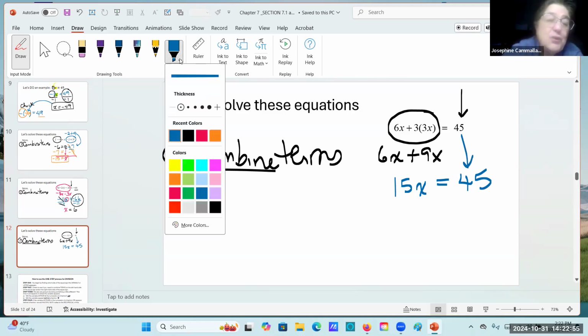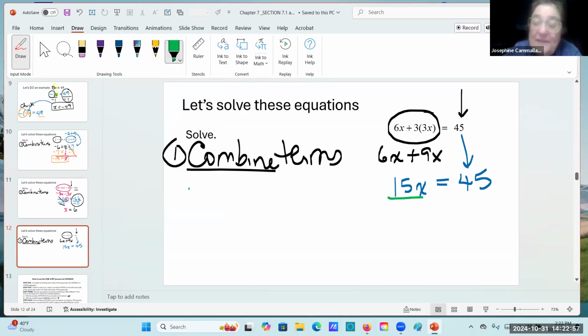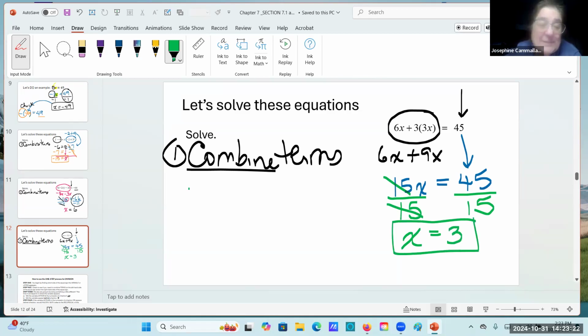Because now, to finish the problem, 15 is next to x, which means multiply. But to get rid of the 15, I do the opposite. This 15 and this 15 is going to cancel, leaving the x. But the bar says divide. That is my answer.